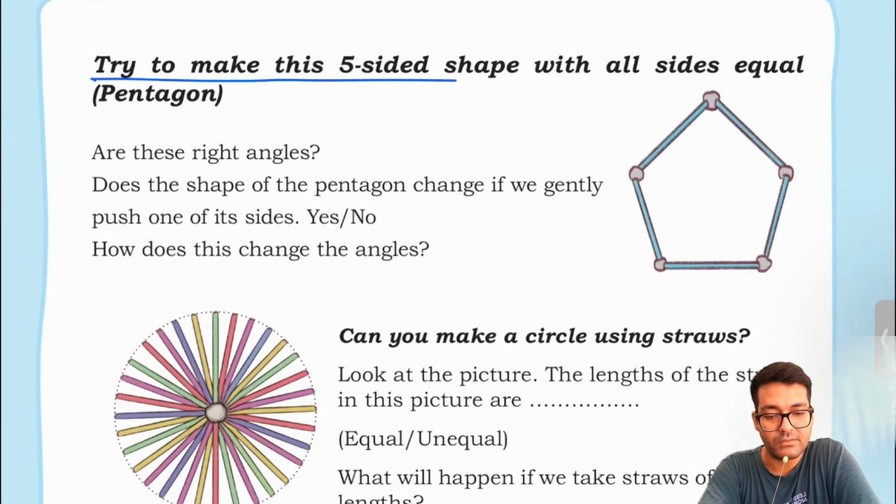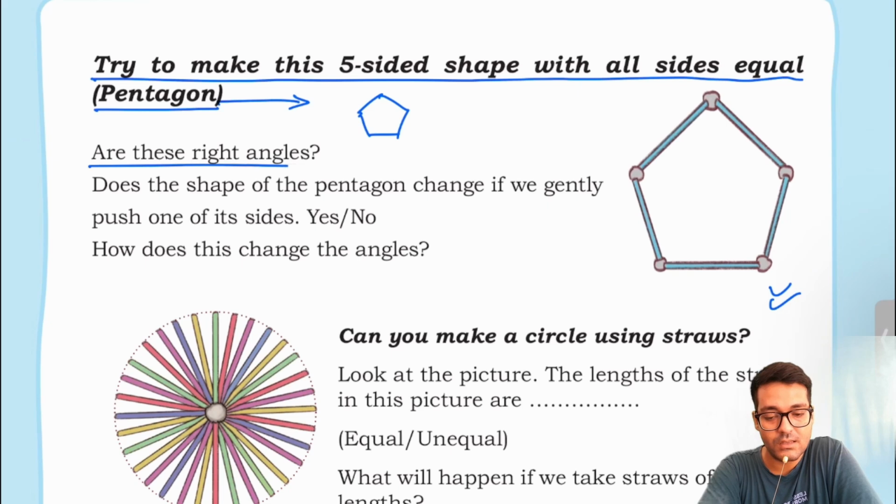Try to make this five-sided shape with all sides equal. You have to make a pentagon like this. A shape with five sides is known as a pentagon. Are these right angles? The answer is no. Does the shape of the pentagon change if we gently push one of its sides? The answer is yes.